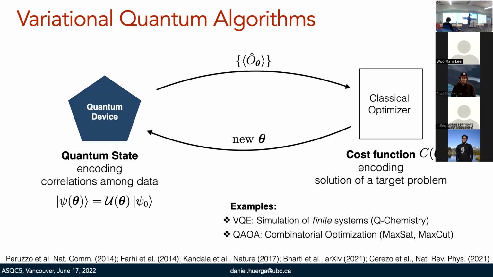So, for example, the variational quantum eigensolver that you may have heard about a lot was proposed to quantum simulate finite strongly correlated systems in quantum chemistry, or the quantum approximate optimization algorithm, which has been proposed to approach combinatorial optimization problems. So in the first case, the cost function is simply the energy of this Hamiltonian, and in the second case it is some kind of energy of an Ising Hamiltonian in some irregular lattice, like these max-cut problems.